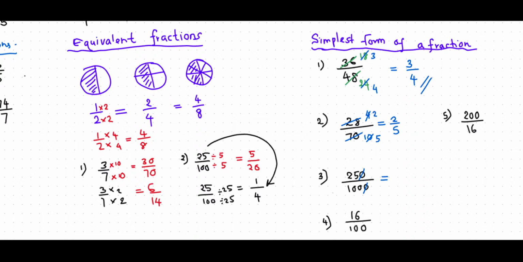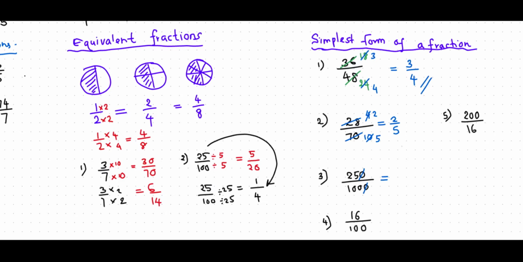Sorry, I couldn't unmute. Okay, the second one, 28 over 70. Both are divisible by 7. So 7 times 4, this is 7 times 10. Then 4 and 10 are again divisible by 2. Then the simplest form is 2 over 5.